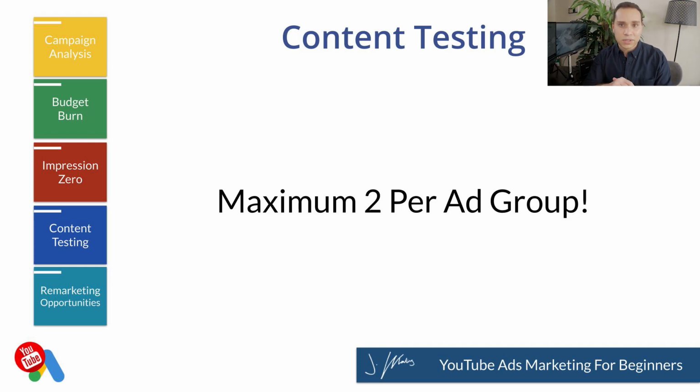Essentially, all you want to do here is, once you see one ad that's performing really well versus another, pause the one that's not working very well, duplicate the one that is, and then try a different thumbnail, try a different headline. Now, obviously, if you want to try a different video, that's completely okay too.